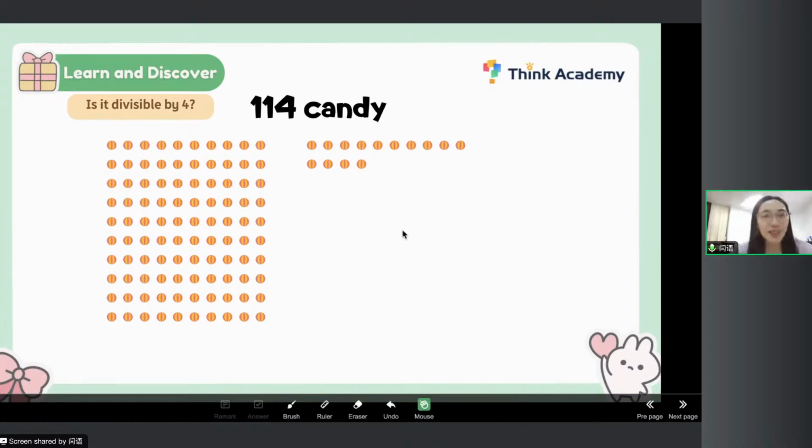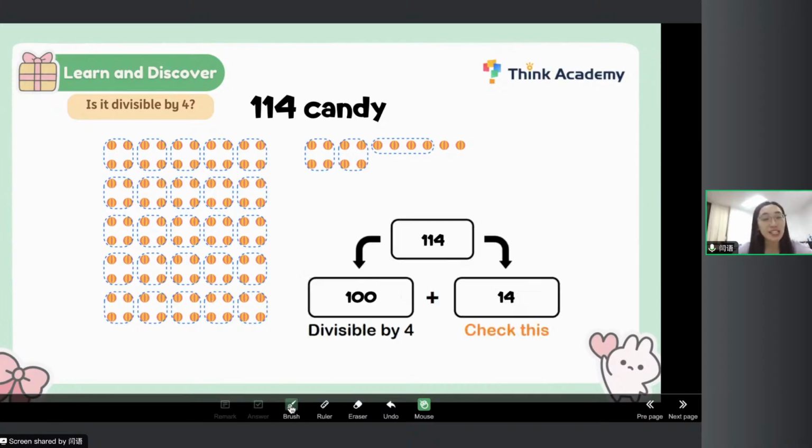Okay, so 114, let's have a look, okay? Let me show you. If I try to group these candies 4 by 4, then you will see that on the left side, for these 100 candies, we can make sure they are divisible by 4, right? So actually, we only need to check the rest part. Now, we still have 14 candies on the right side. Now, 14, is it divisible by 4? No. So in this way, we know that 114 is not divisible by 4. Yeah, we only need to check the right part.